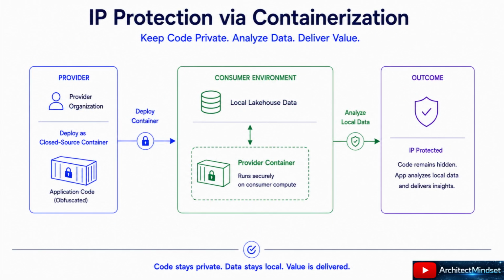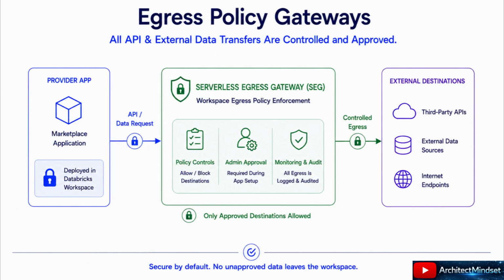Containerization is the primary mechanism Databricks uses to protect your intellectual property when sharing proprietary logic, complex algorithms, or custom MCP servers with other organizations. This design keeps the underlying codebase obfuscated from consumers while allowing it to analyze the local lakehouse data. All application API and external data transfers are tightly controlled by the workspace SEG policies and the serverless egress gateway policies, which administrators must approve during the app setup.